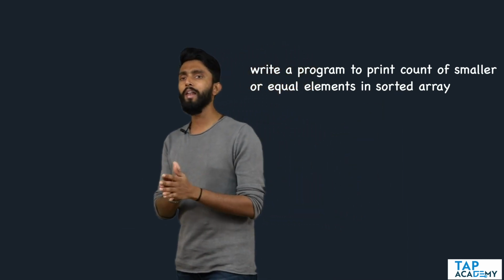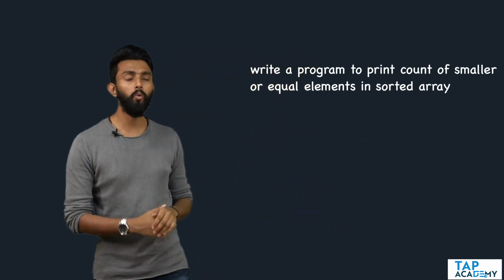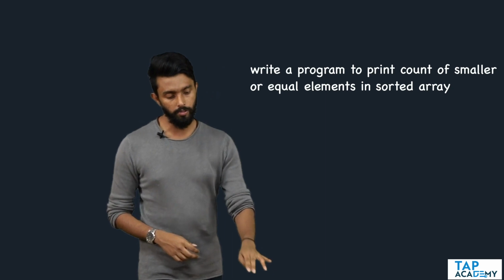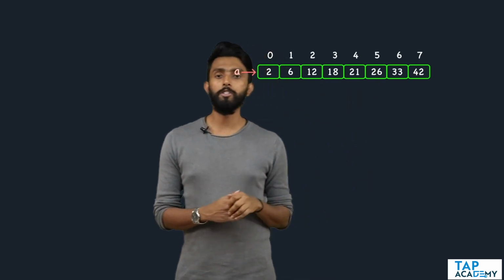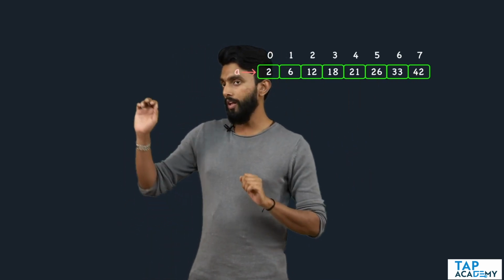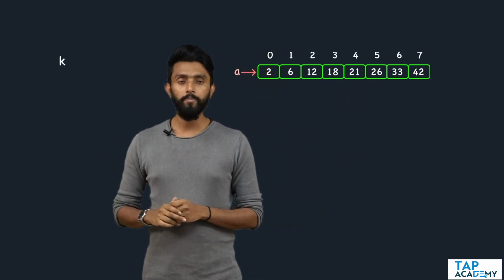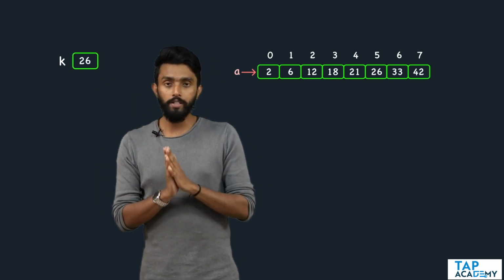Today we are going to be discussing another problem called the count of smaller or equal elements in a sorted array. Now what does this problem mean? Very simple, guys. Let us take an example. Assume that I have an array like this, okay? Now let us assume they'll give you another value called k. K is 26, let us assume.